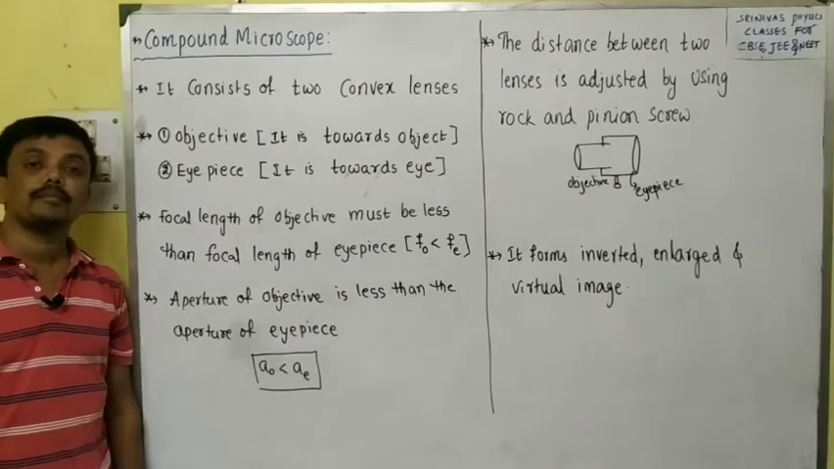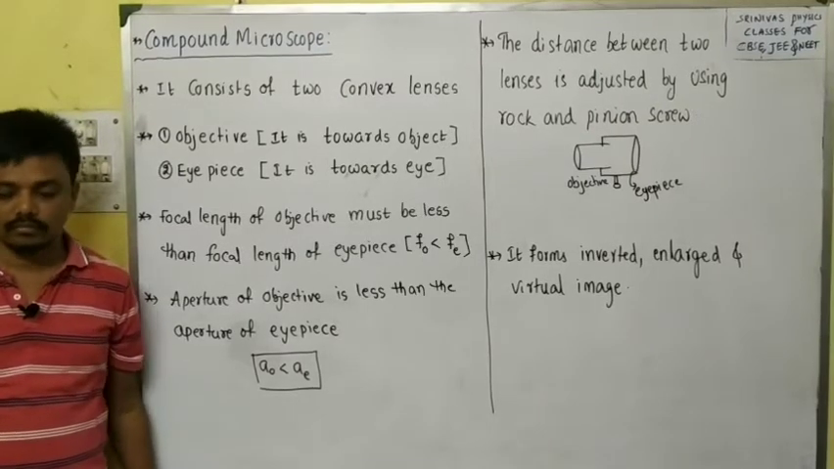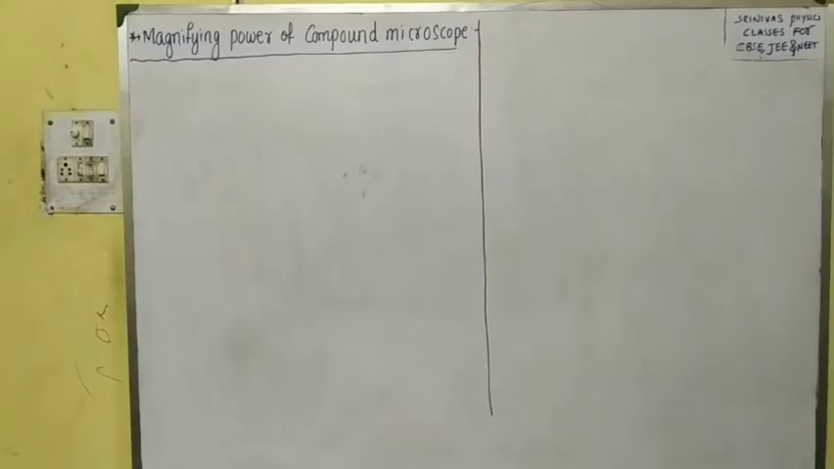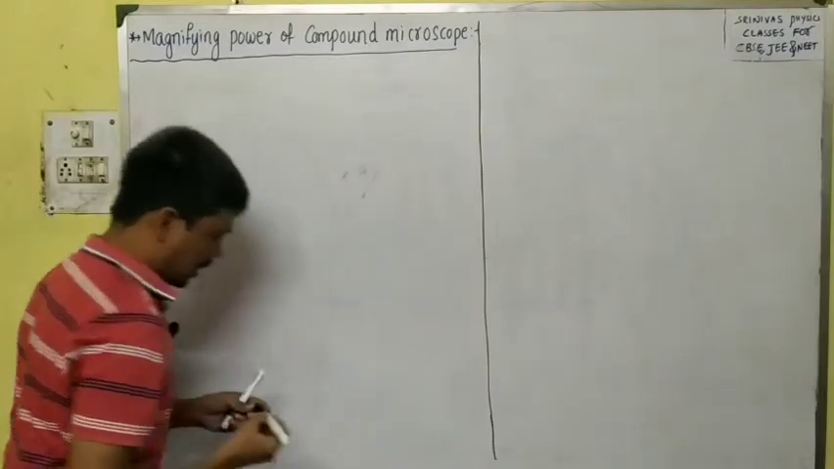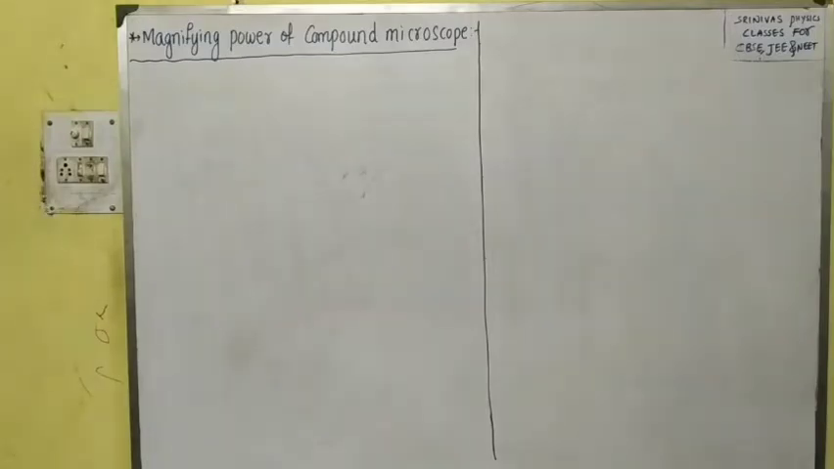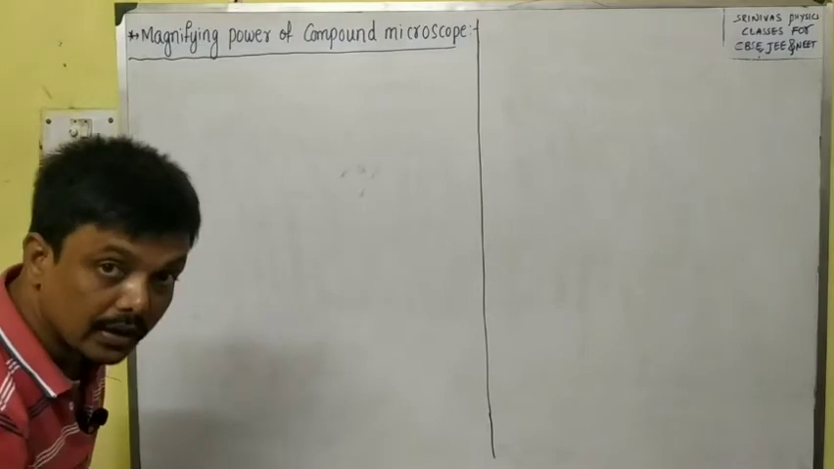Next, I am going to derive the magnifying power of the compound microscope, the formula derivation. Let us derive it. It was very simple, right? We discussed the construction. It consists of two lenses, one is the objective and the other is the eyepiece.